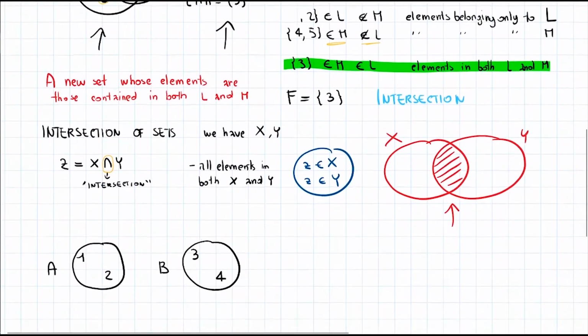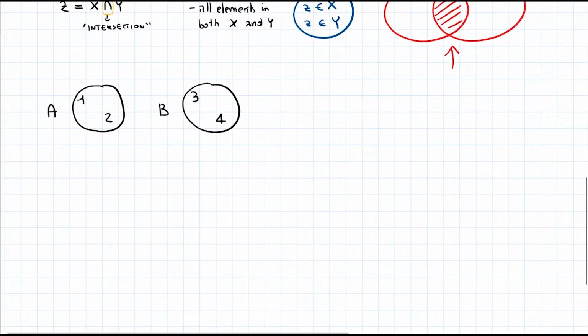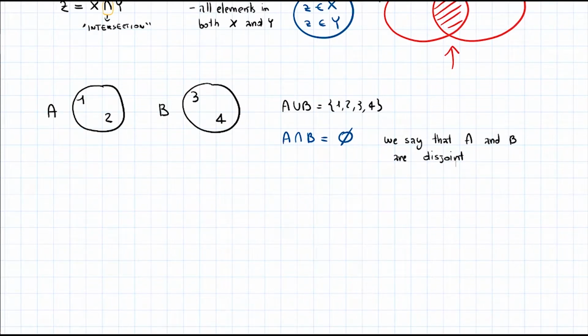Now let's go back to the initial example, where we have the set A composed by 1 and 2 and the set B composed by 3 and 4. We have said previously that A union B is equal to all the elements 1, 2, 3, and 4. But if we want to do the intersection, A intersected B, we see that there are no elements that belong to both A and B, so the intersection is the empty set. If this happens, we say that A and B are disjoint.